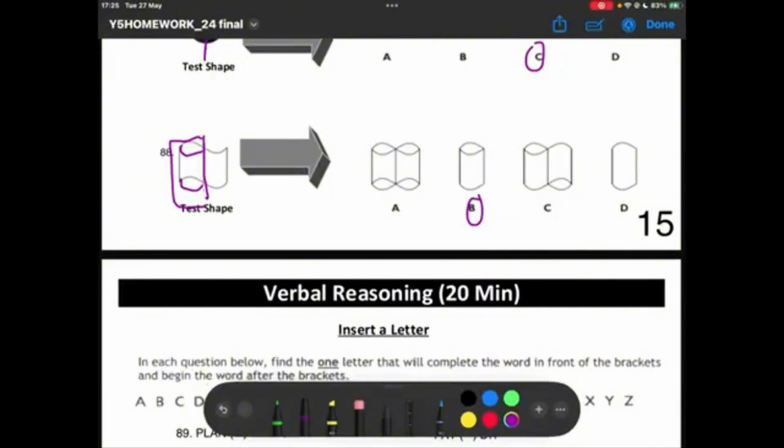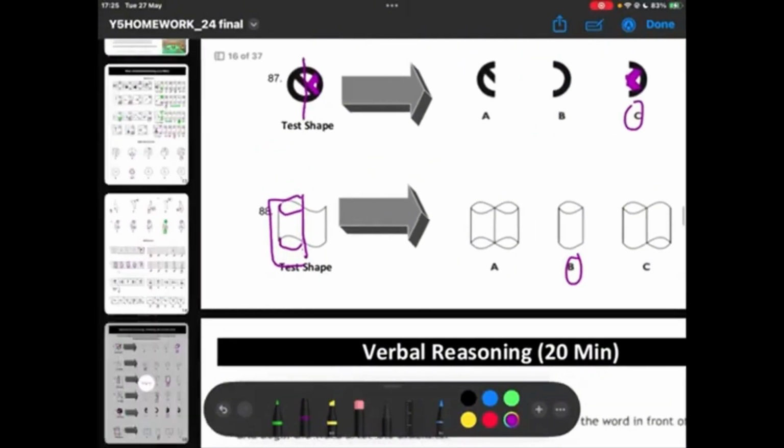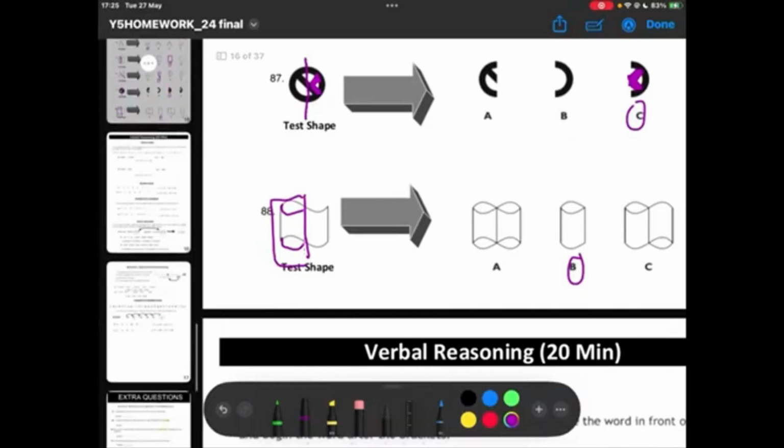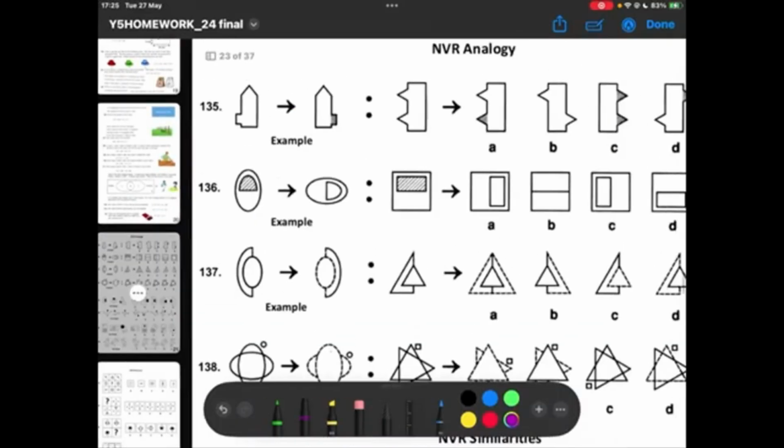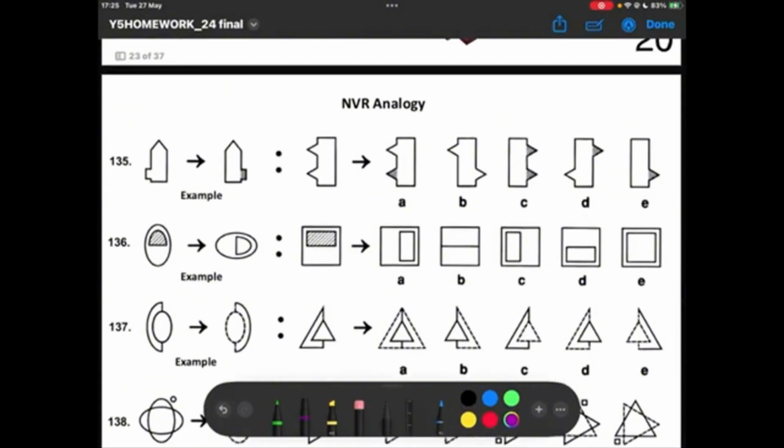Because it looks like what I've drawn. Now on to the extra questions, the extra NVR questions. So here we've got these analogy questions. So as you can see here, imagine this was a mirror line because this shape is just a reflection of the original one. The only difference is this bit was unshaded, now it's shaded.